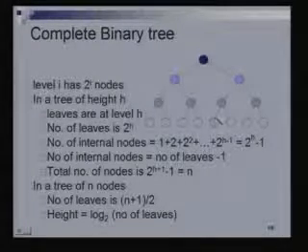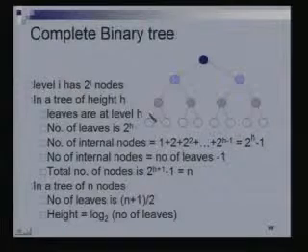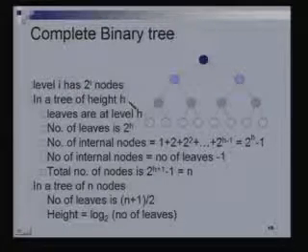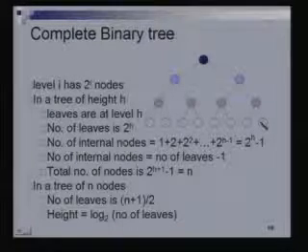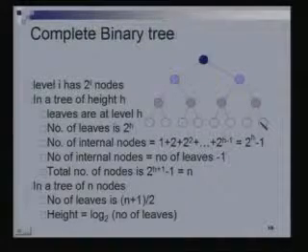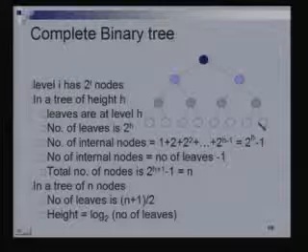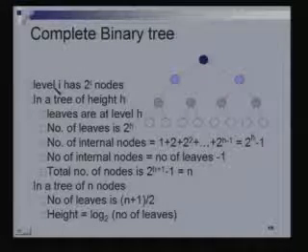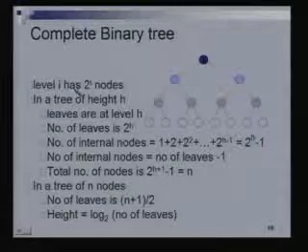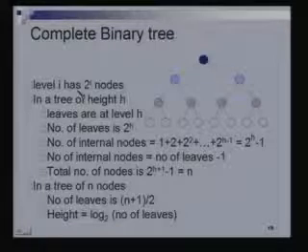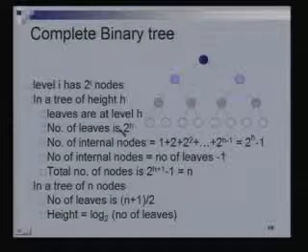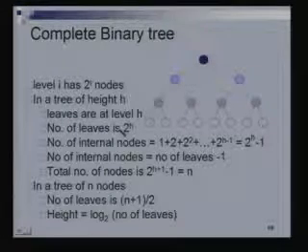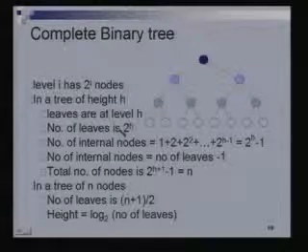If h is the height of the tree, then that means all the leaves are at level h. If the leaves are all at level h, then in the definition of a complete binary tree, we have said that level i has 2 to the i nodes. So that means that there are 2 to the h leaves. So the number of leaves in a complete binary tree of height h is just 2 to the h.